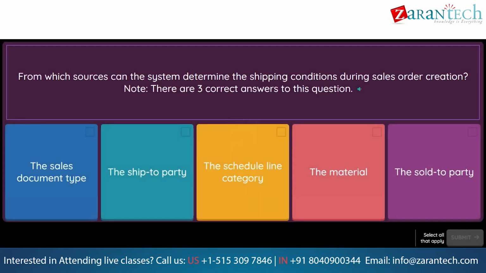Question, from which sources can the system determine the shipping conditions during sales order creation? Note, there are 3 correct answers to this question.